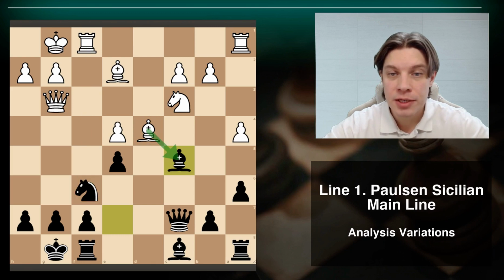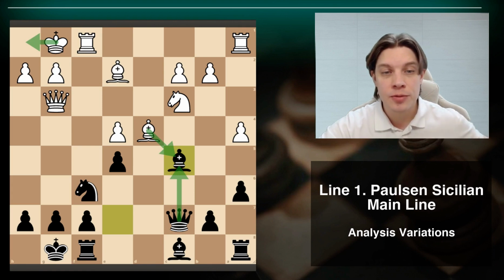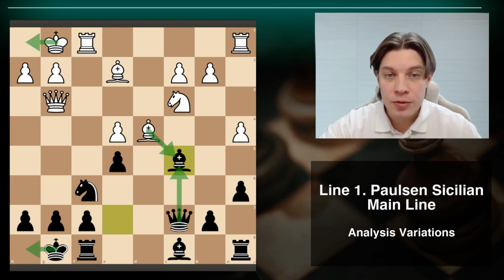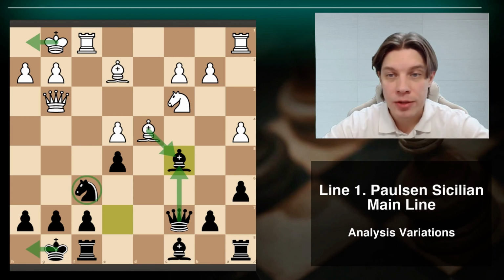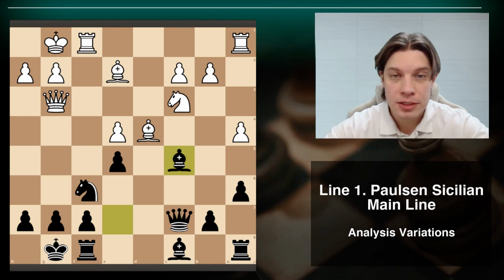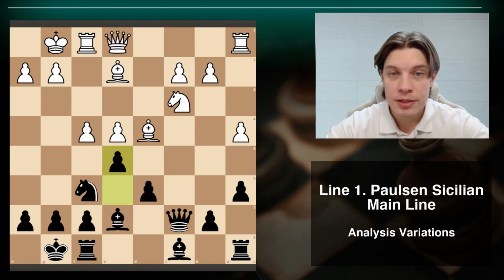For example, if bishop takes e5, then queen c5 is a check. After king h1, we have enough time to move the king to h8 to prevent white from capturing this knight on f6. So the position is equal. And practically, I would say black would have better chances to outplay white.